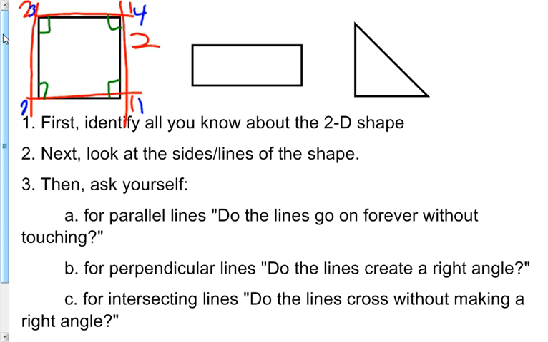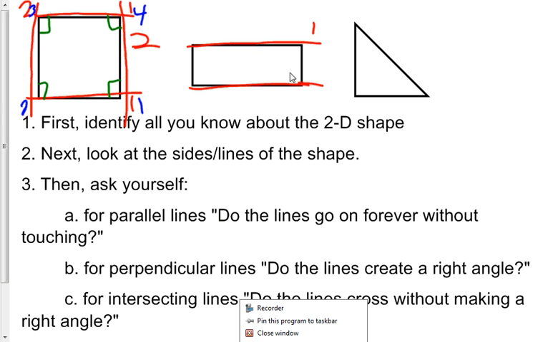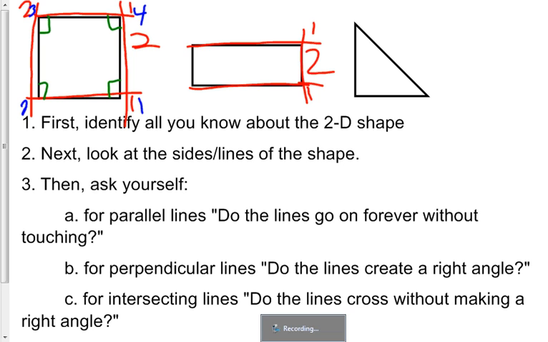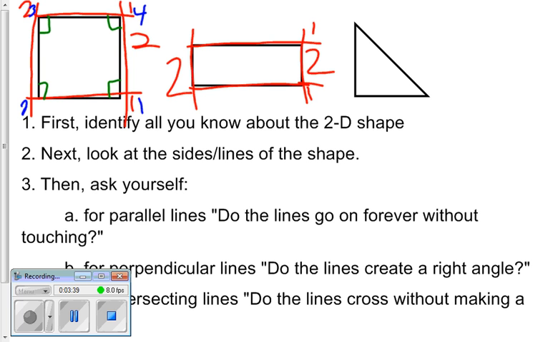Now we need to do the rectangle. Sorry, the square actually doesn't have intersecting lines because it actually makes a right angle, as you see in the red. So you want to erase your blue, Jordan, so we know that there's no intersecting lines in the square. There's only right angles.